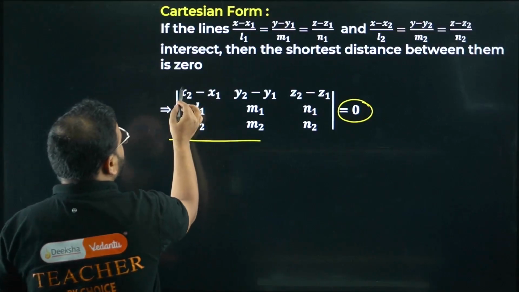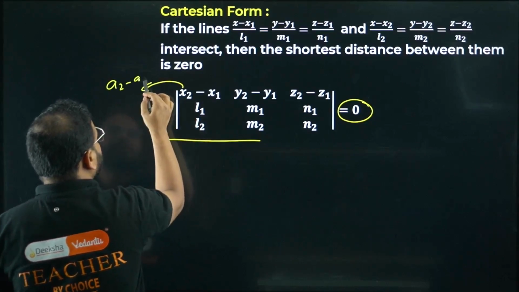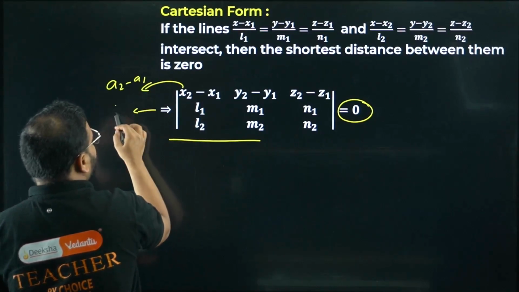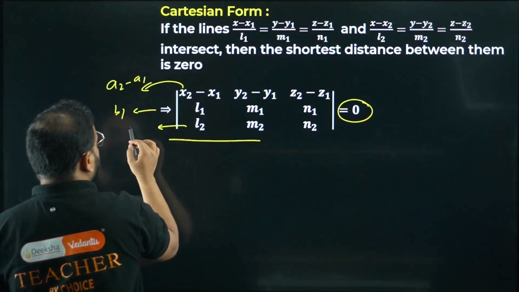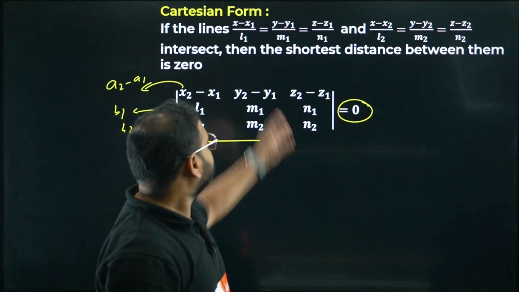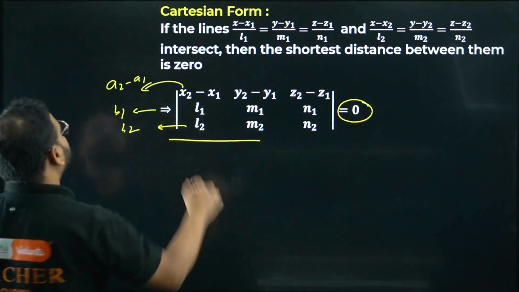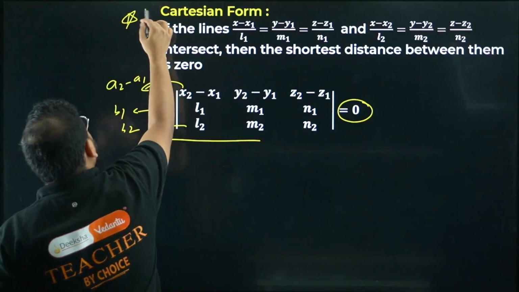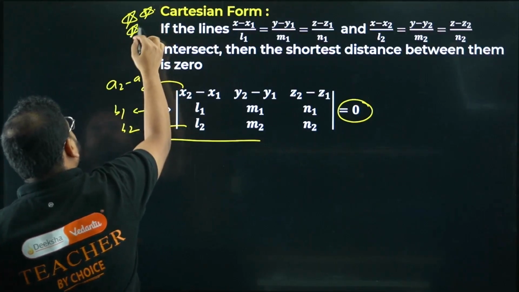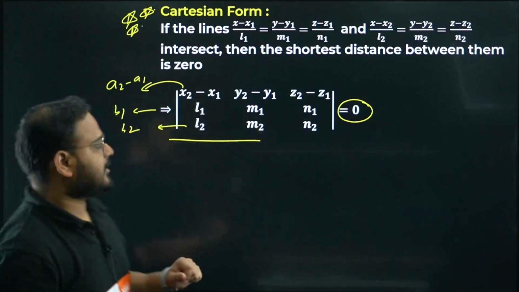What is this part? a2 minus a1. What is this part? b1. What is this part? b2. And this? a2 minus a1. This also is an important formula. Please remember this. In my regular sessions in the KCET series, I have done questions on this. Remember?